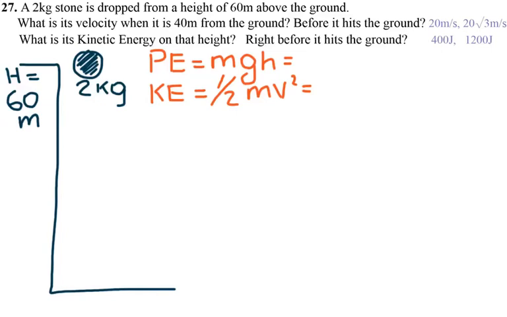So what's given is the mass is 2 kilograms, the height is 60 meters, and I need to find potential and kinetic energy at the heights that they're given, like 40 meters, and so I have to find it somewhere at 40 meters, and the velocity at 40 meters as well, and then right before it hits the ground. So here would be the ground.